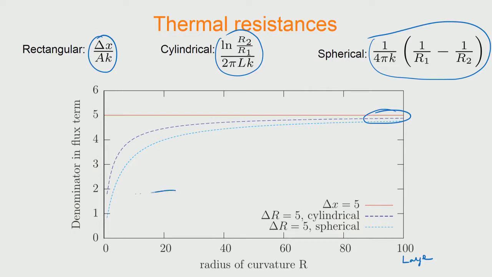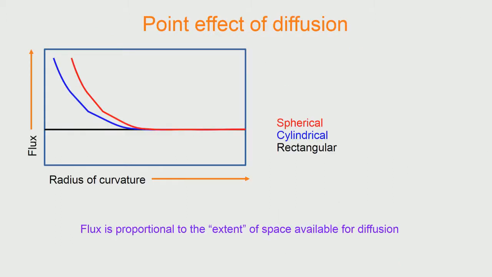But as you come towards the small radii, you start to see a divergence between these values. So, you could see that the rectangular case is flat, the cylindrical one is drooping down, and the spherical one droops down much more. So, what this implies is that the resistance is changing, and it is very small for the spherical case, intermediate for the cylindrical case, and constant for the rectangular case, and the resistance goes into the denominator of the flux term. So, which means that the flux itself is changing in the inverse manner.